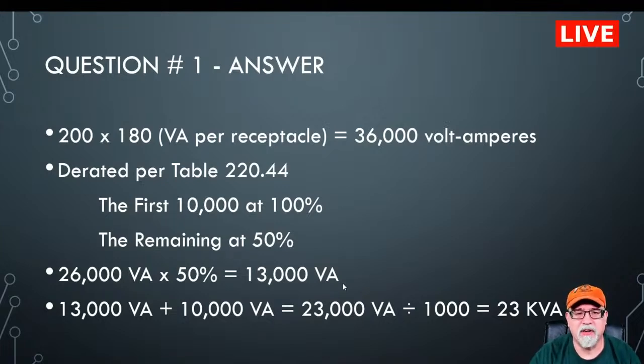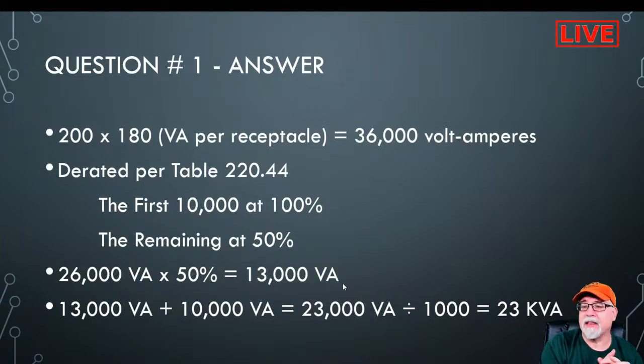So 200 times 180 VA equals 36,000 VA, or volt amperes. Now, you can bet that on an exam, they're probably going to give 36,000 as one of the answers. Well, in reality, that is your connected value, because we know that we get to apply some type of demand to it. Where do we get that allowance to apply demands?